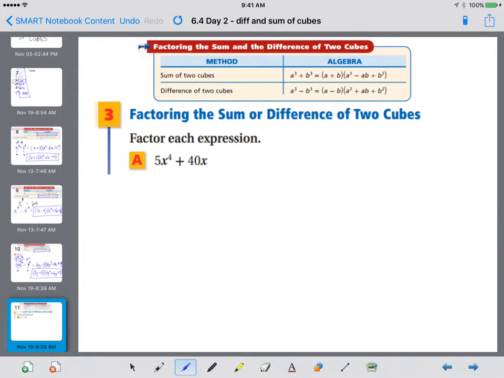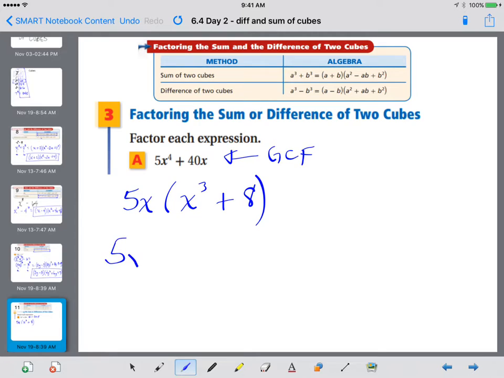Last one. 5x to the fourth plus 40x. I see a GCF out of both of these. I can divide them both by 5, and I can take out an x out of both of them. So if I divide 5x out of 5x to the fourth, I'm left with x to the third. If I divide 40 by 5, I'm left with 8. I took an x away, so now we've got x to the third plus 8 in the middle.